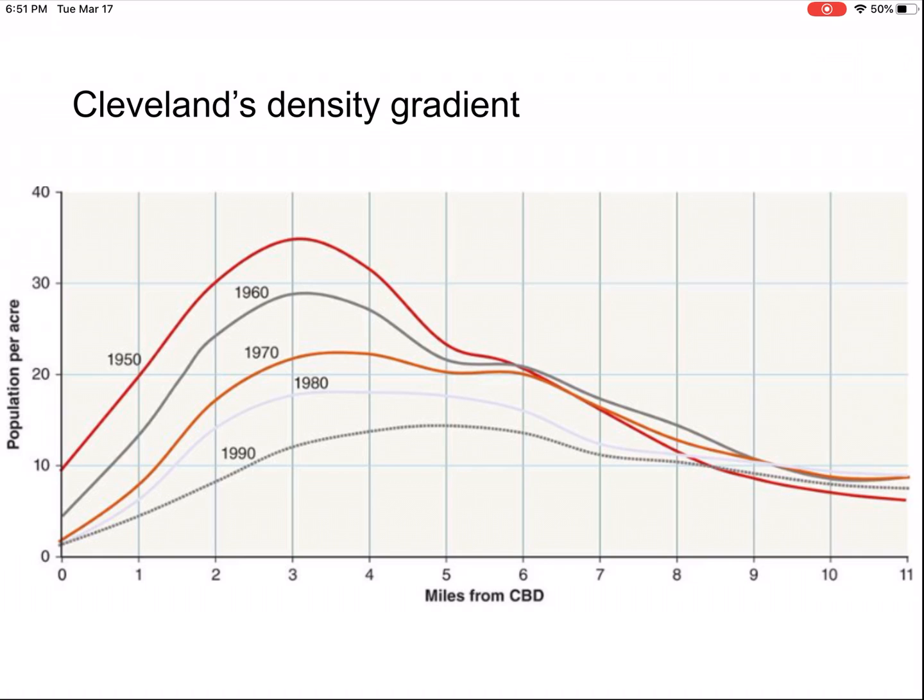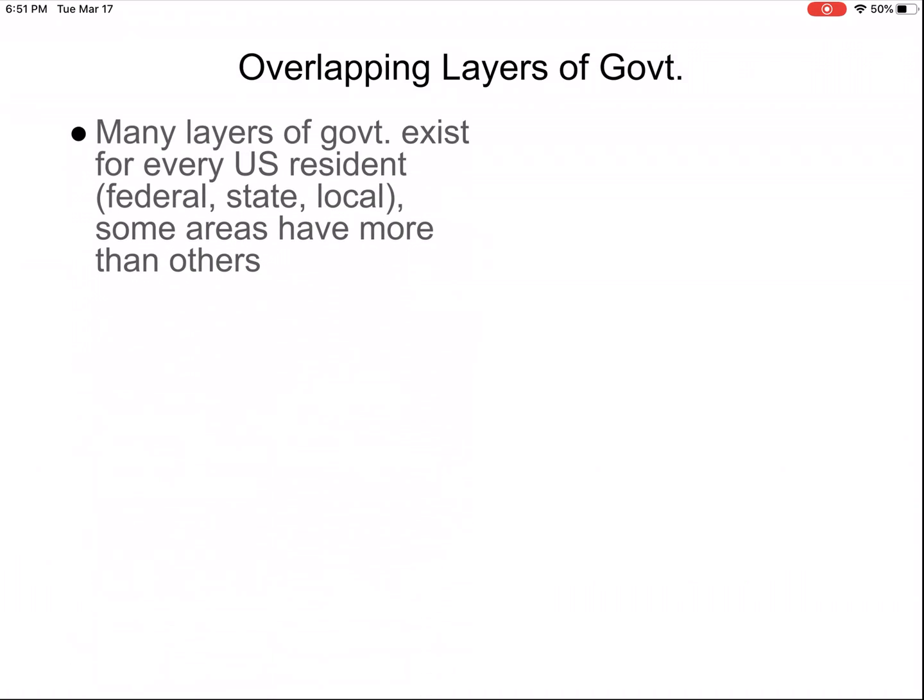Cleveland's a fine place. More importantly, for our AP purposes, you should know very specifically about overlapping layers of government. Even more specifically, you should know that the more layers of government you have, the more complicated things are. Let's start with the generals before we get into the specifics.